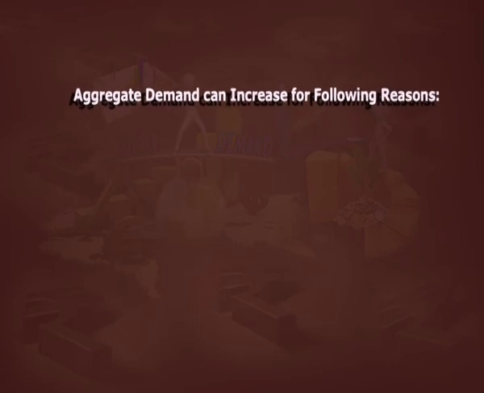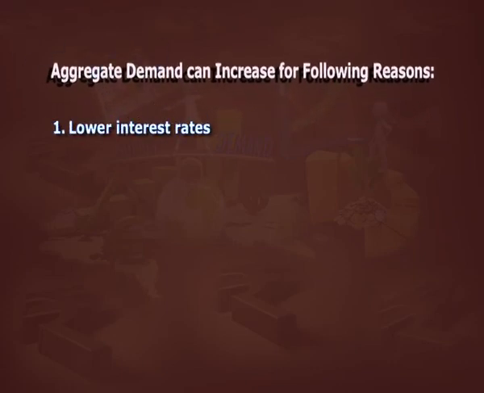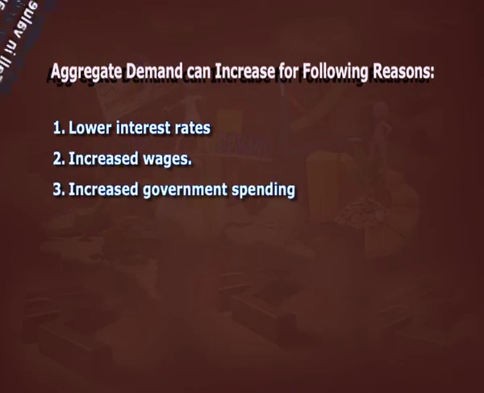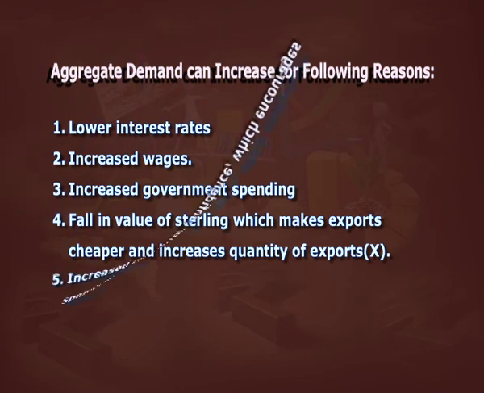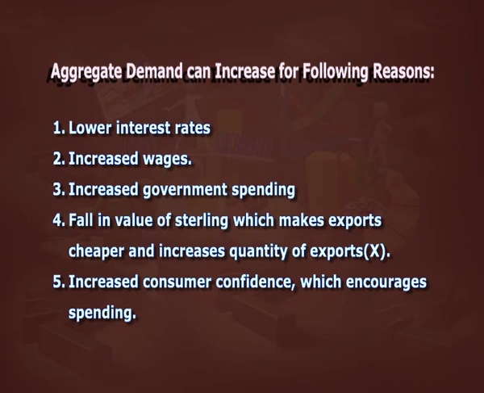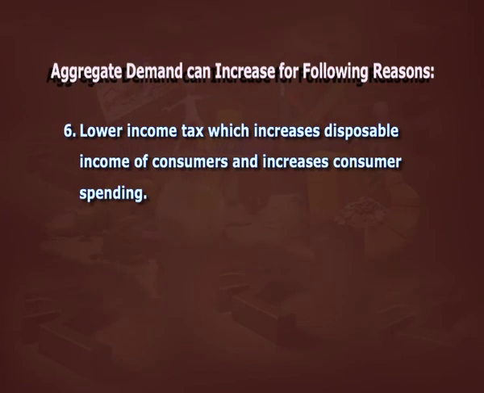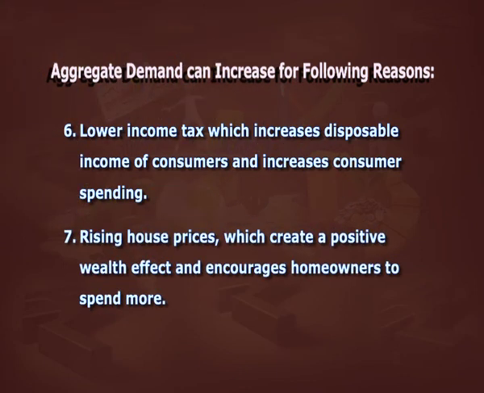Friends, understand that aggregate demand can increase for the following reasons: lower interest rates, increased wages, increased government spending, a fall in the value of sterling, which makes exports cheaper and increases the quantity of exports, increased consumer confidence, which encourages spending, lower income tax, which increases disposable income of consumers and increases consumer spending, and rising house prices, which creates a positive wealth effect and encourages homeowners to spend more.